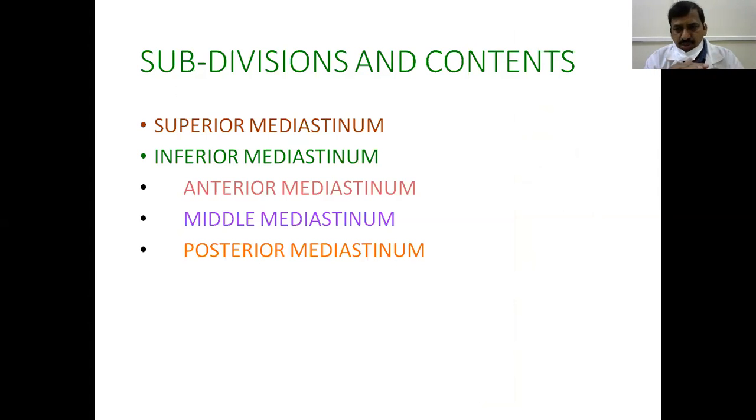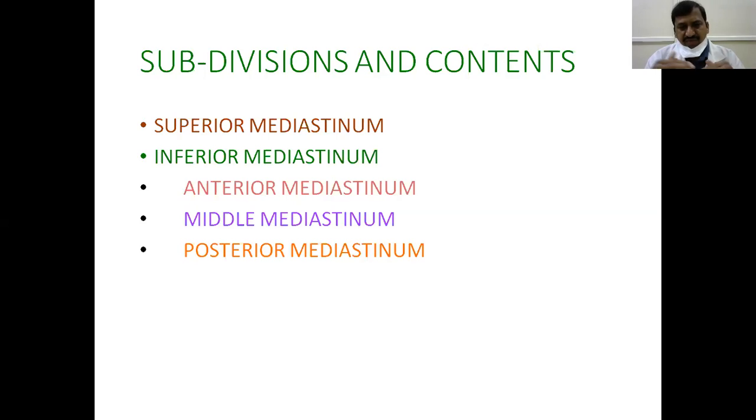It is passing through the sternal angle anteriorly and posteriorly at the level of the lower border of the fourth thoracic vertebra. If you draw a horizontal line, that line divides the mediastinum into two parts. The upper one is the superior mediastinum, and the one below is the inferior mediastinum. Okay, clear? Superior mediastinum and inferior mediastinum.